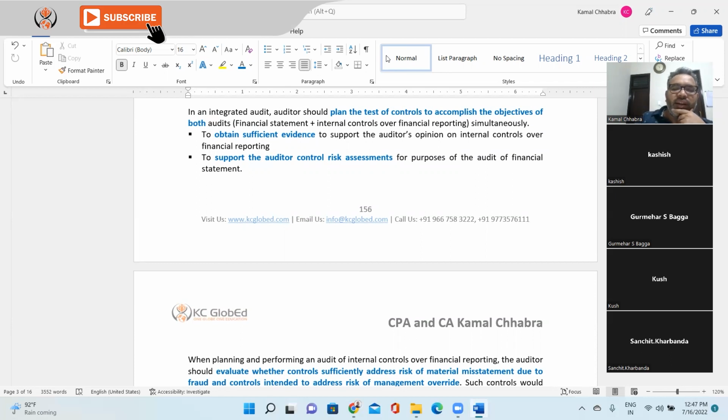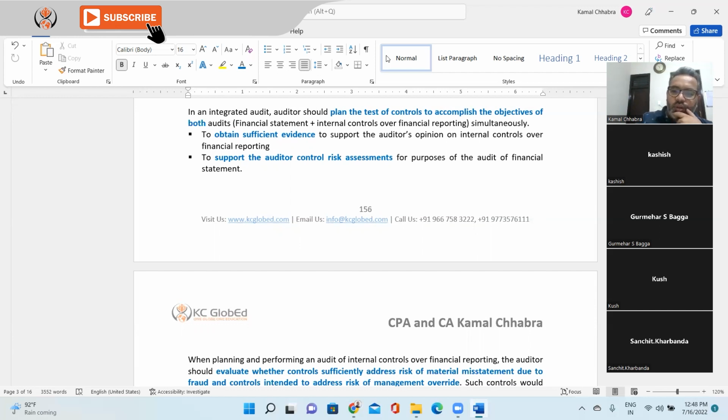In an integrated audit, the auditor should plan to test controls as well as do tests of detail to accomplish the objective of the audit of both the financial statements and internal control. So as to obtain sufficient audit evidence to support the auditor's opinion on internal control over financial reporting and to support the auditor's control risk assessment for the purpose of the audit of financial statements. So here, have you heard about dual purpose audit sampling?